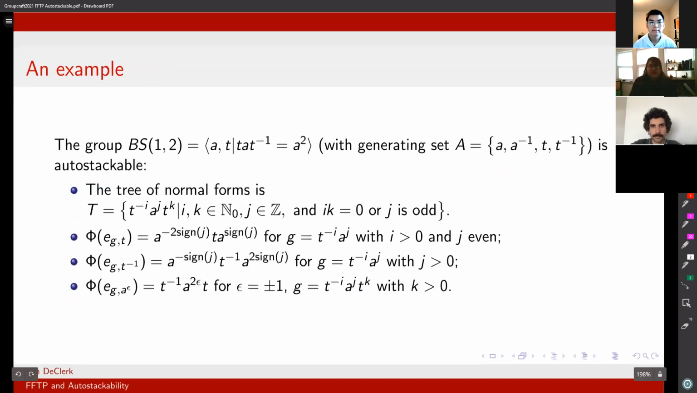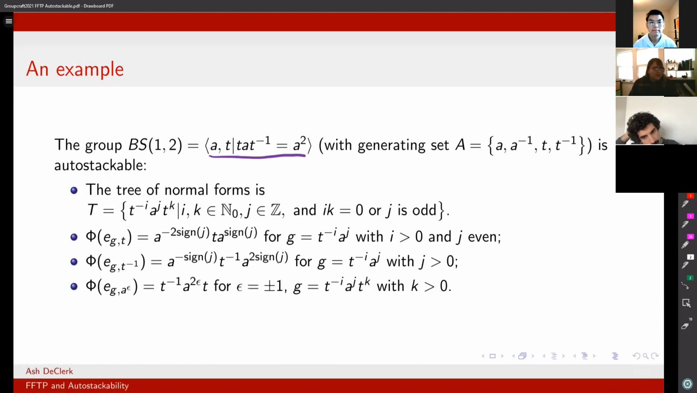And this really desperately wants an example. So we're going to go with BS12 as our example. So we're going with generating set A inverse, T inverse. If you aren't familiar with BS12, A and T as your generators, and A T inverse is A squared. So the tree of normal forms is just going to be T to a negative power, A to a power, T to a positive power, where either I times K is 0 or J is odd.